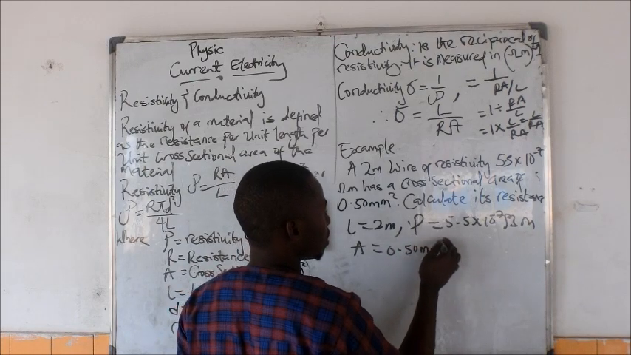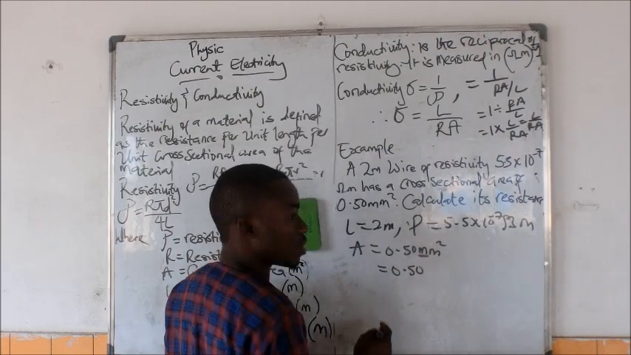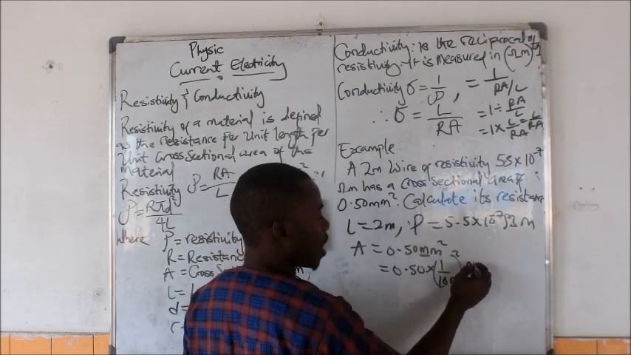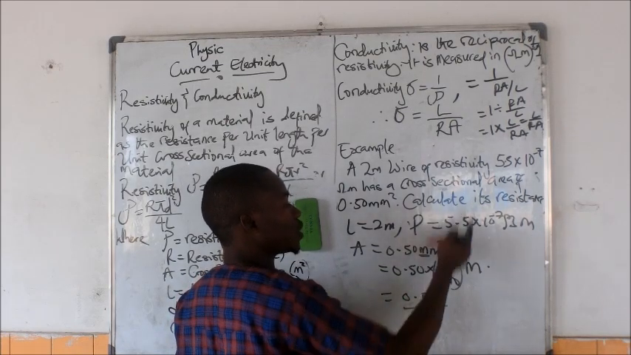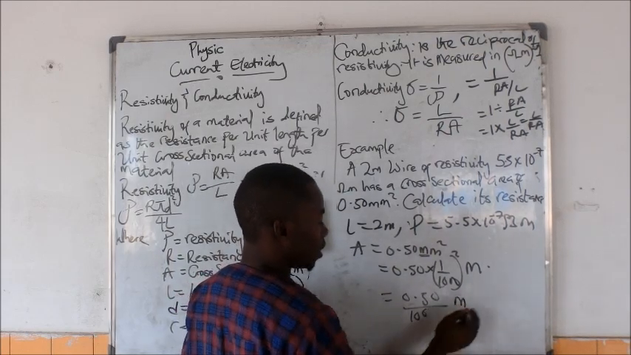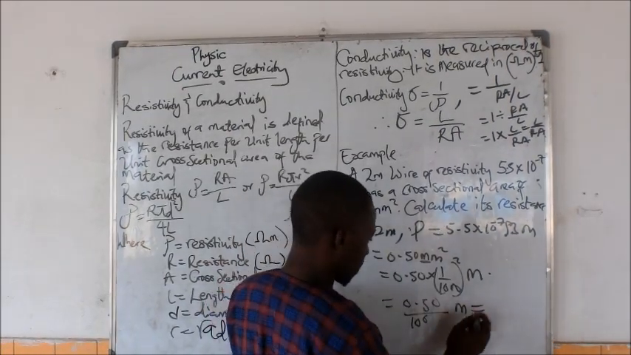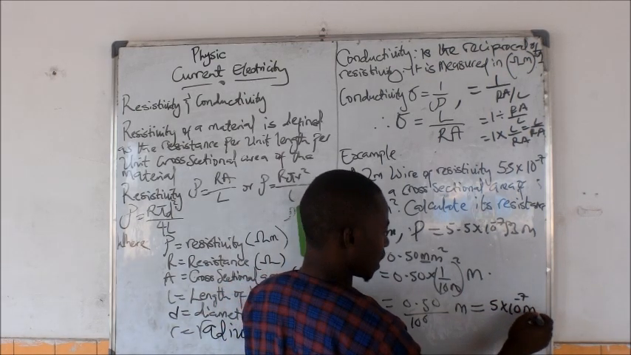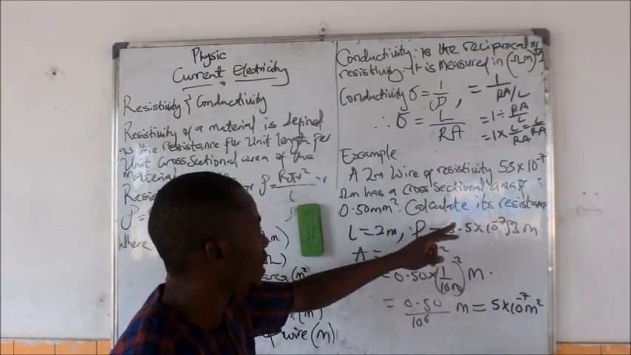0.50 millimeter squared. Which is equal to 0.50 times milli, that is 1,000 to the power of minus 1 squared, because of the square, in meter. At the end of the day, you have 0.5 squared divided by 1,000 squared, which will give you 10 to the power 6 meter. By the time you press this in your calculator, it will give you 5 times 10 to the power minus 7 meter squared. That is your area, and you have to calculate its resistance.